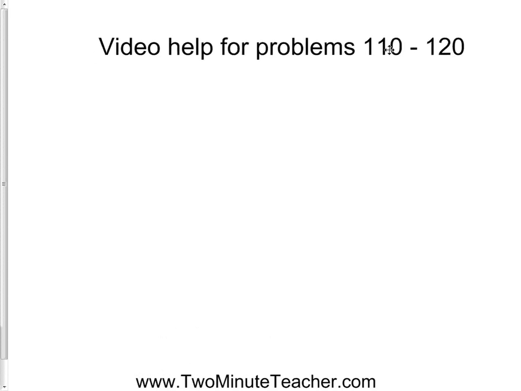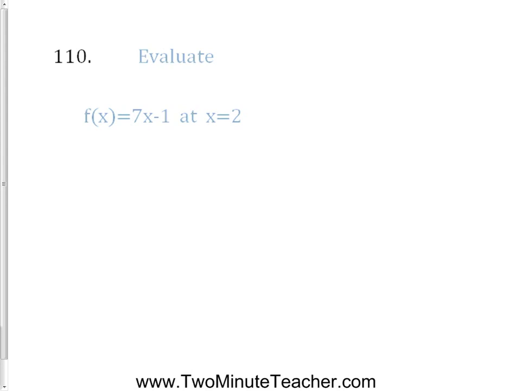All right, so you'd like to learn something about 110 through 120? Here we go. Number 110, it says evaluate this function, f of x is equal to 7x minus 1. And you want to evaluate it at x equals 2. Basically, when you're evaluating a function, you are sticking something in for x.